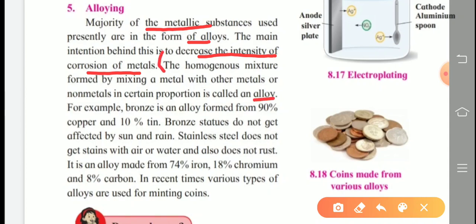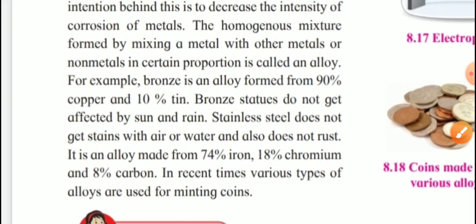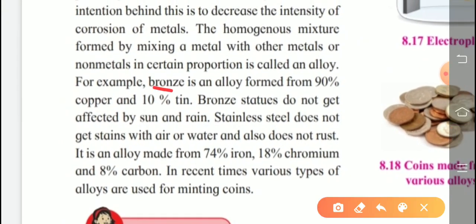What is an alloy? Define alloy. The homogeneous mixture formed by mixing a metal with another metal or non-metal in a certain proportion is called an alloy. For example, when we write the example, we also write the percentage of the constituent elements. The first example is bronze. Bronze is an alloy formed from 90% copper and 10% tin. So you write this proportion and the names of the elements.